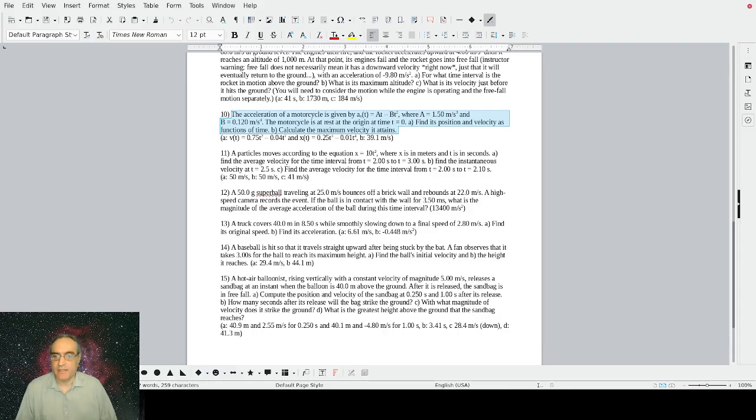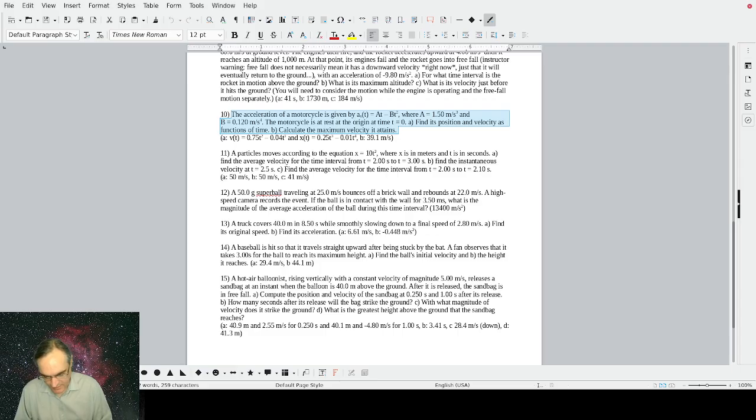The acceleration of a motorcycle along the x direction as a function of time is constant a times t minus constant b times t squared, where constant a is 1.5 meters per second cubed, and constant b is 0.120 meters per second to the fourth. The motorcycle is at rest at the origin at t equals 0. We have a bunch of givens. Let's get those pulled out.